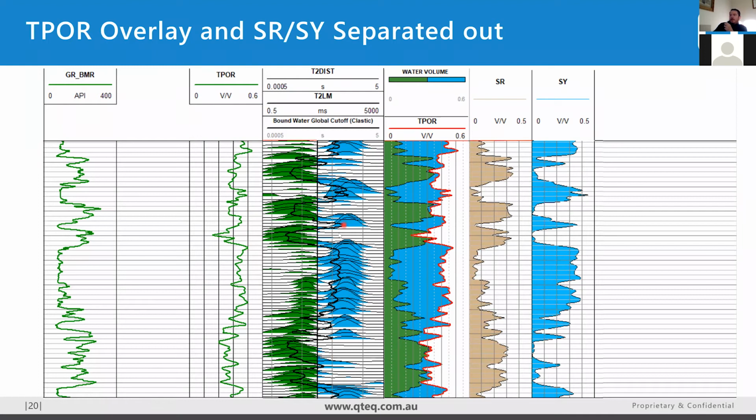So if we stick with our clastic cutoff, our water volume graph looks something like this, and we can break out a volume of specific retention or bound water, depending on what you want to call it, and then also a movable water or specific yield value. And our total porosity is the addition of those two.